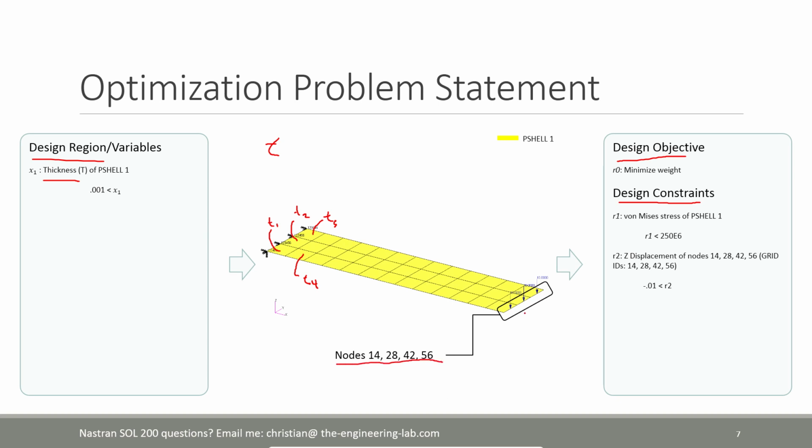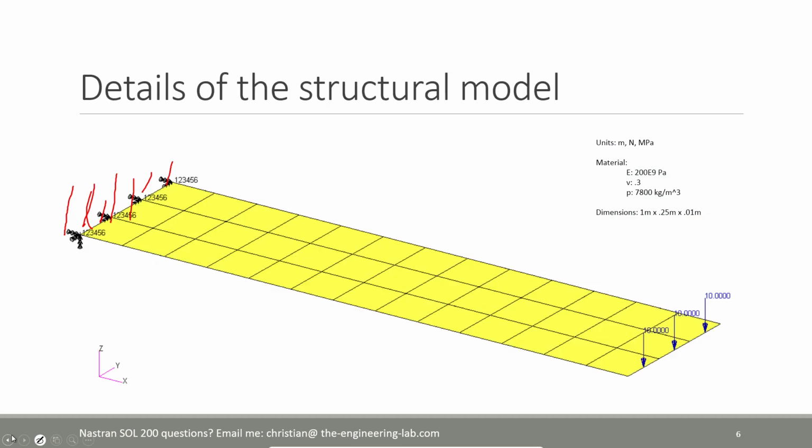Just a quick comment, we're going to apply some constraints and an objective. Here the objective is to minimize the weight. For our constraints, we want the von Mises stress for both the top and the bottom fibers to be less than 250 megapascals. Let me just double check the units to make sure I'm using the correct units.